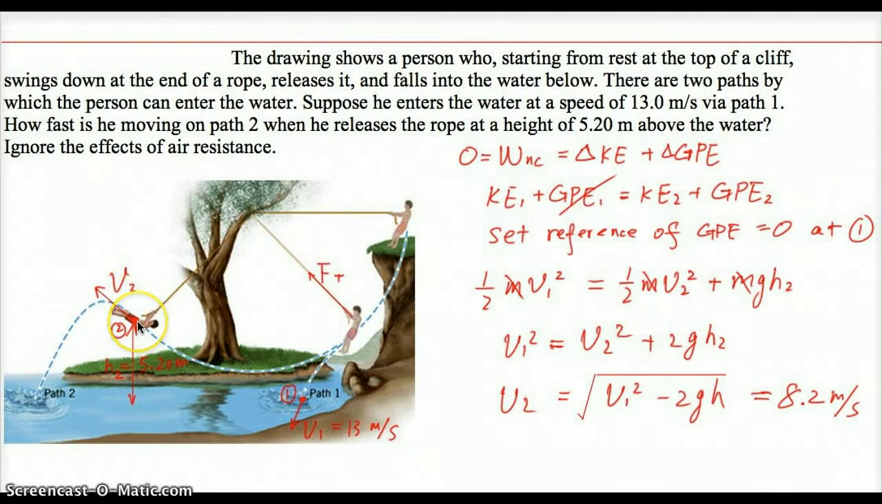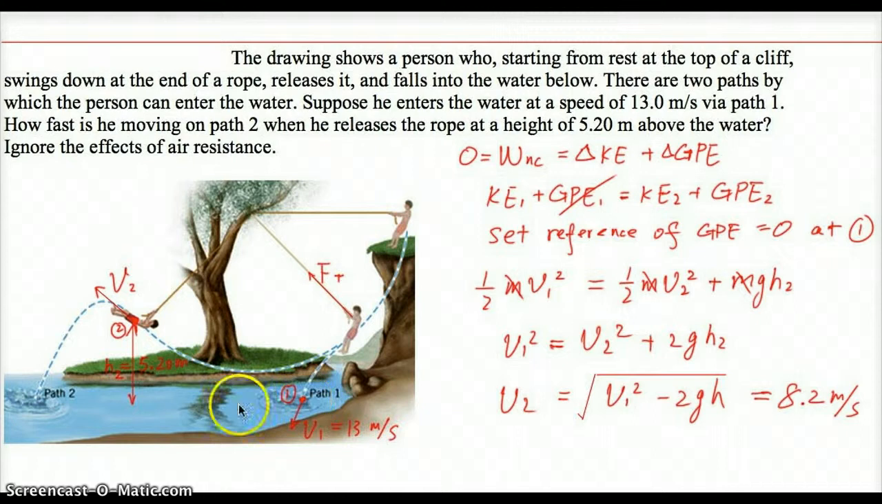And this is the location 5.2 meters above the water level. So the question is asking what the velocity v2 would be if he releases the rope at this position. So basically we look at it in this case.